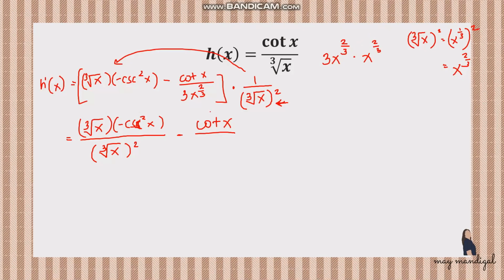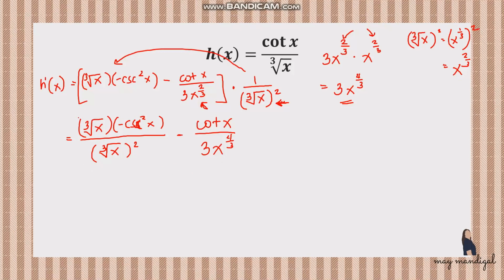So again, we're multiplying the denominator of this and then this one. In multiplying, we have here 3x, and if you multiply variables, you just have to add the exponents. So 2/3 plus 2/3 will give us 4 over 3. So this is now the denominator. Let's write here 3x raised to 4/3. Okay, so now this is our function.